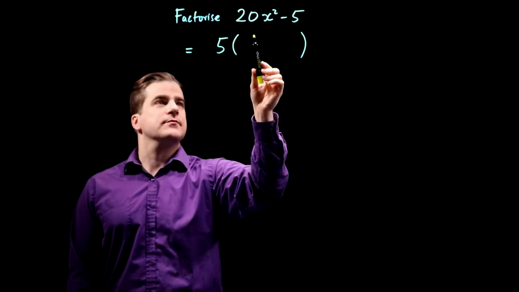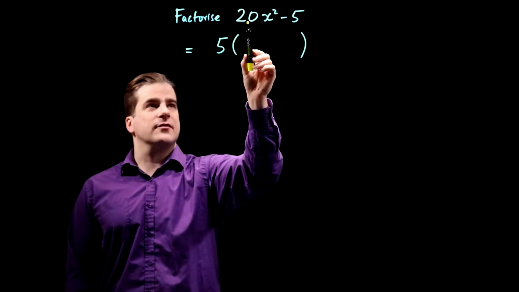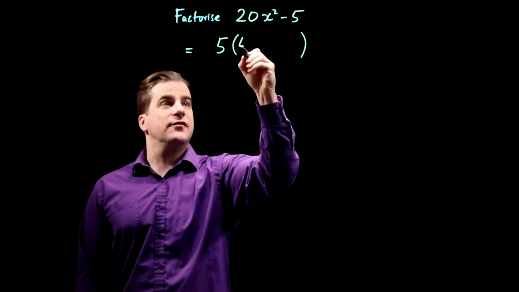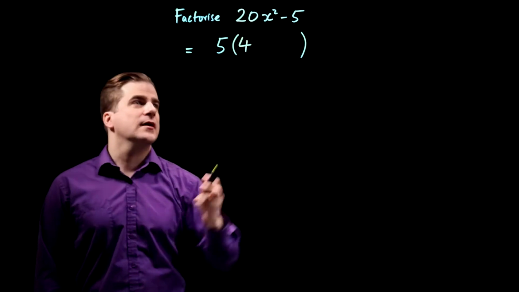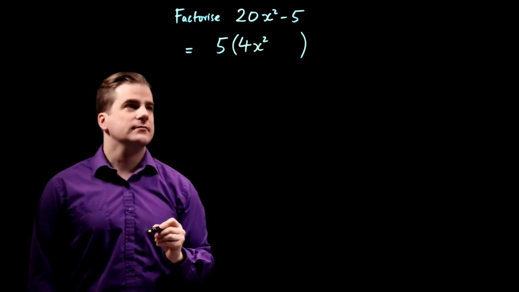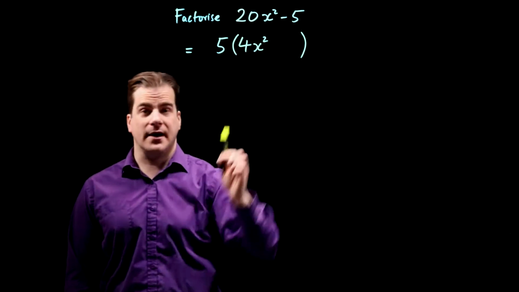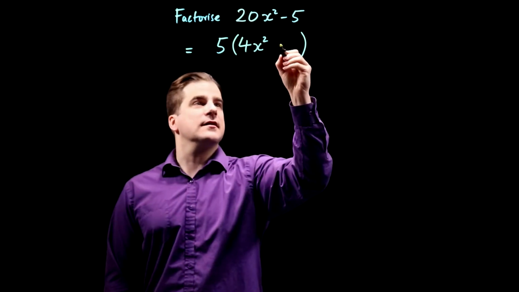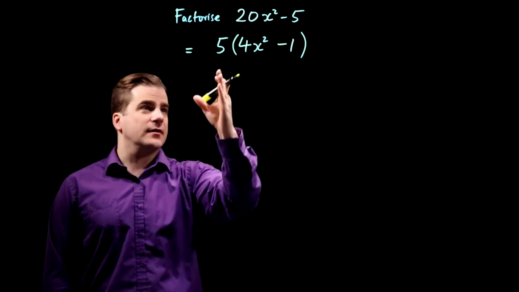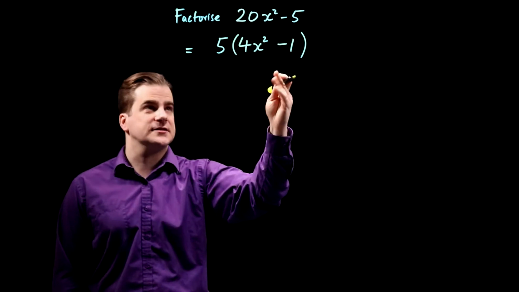And now to work out what we're going to write here, you ask yourself, what do I have to multiply 5 by in order to get 20? Well, it's 4. And don't forget the x squared. We just write the x squared like that. Same thing here. What do I have to multiply 5 by in order to get minus 5? Well, it's minus 1. And that's it. We've factorised it. We haven't finished the question yet, but we've finished the first stage.